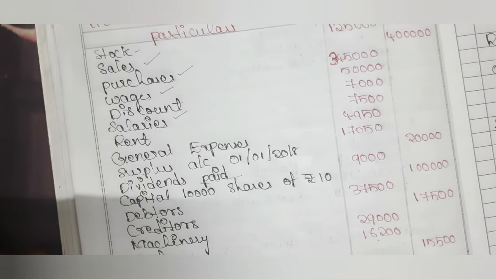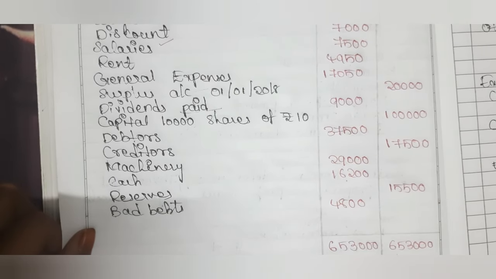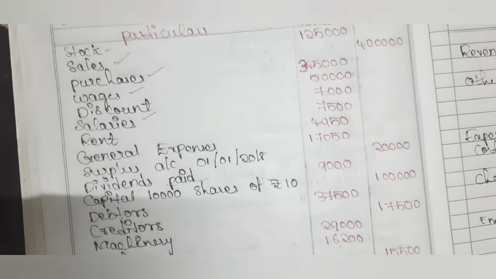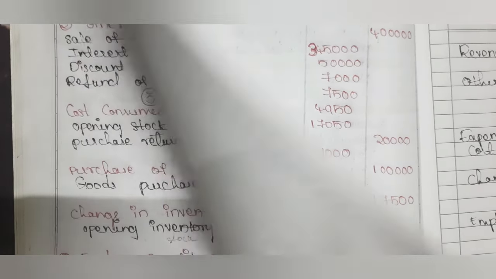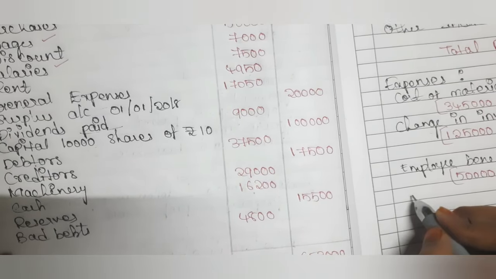No, we don't have any interest here in the question. So what we need to do? We need to go to the next, depreciation. Do we have any depreciation? No, we don't have any depreciation also. Do we have any other expense? Yes, definitely we have other expenses.